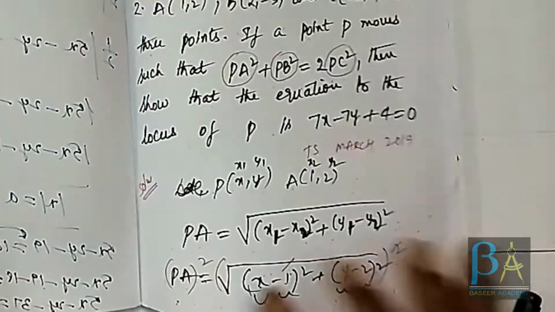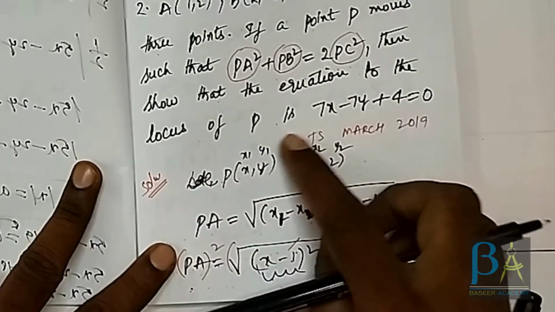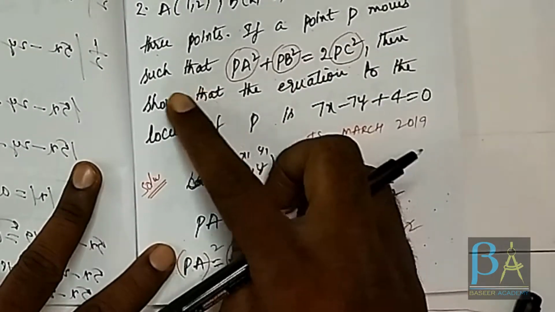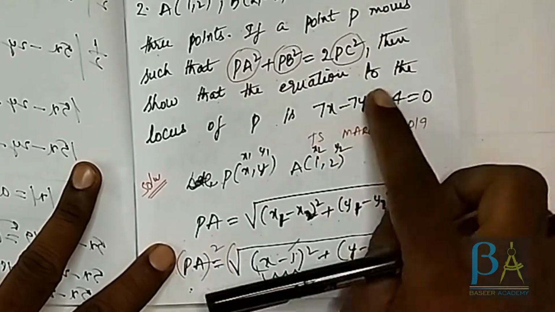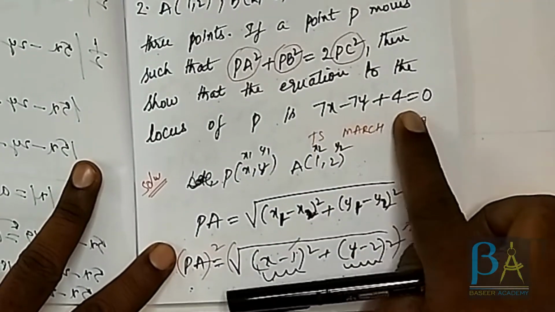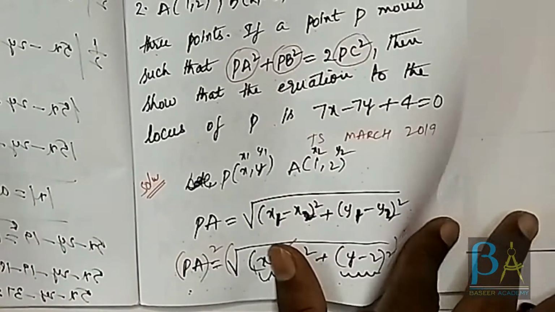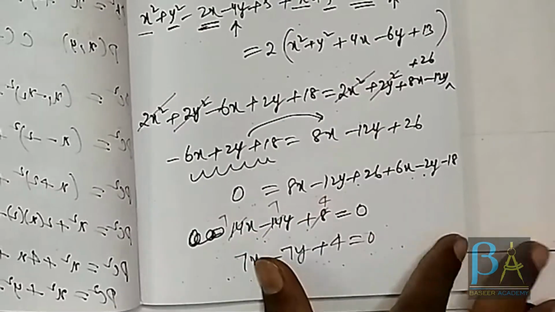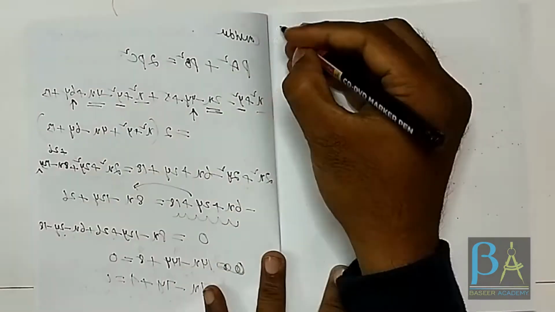I was supposed to prove that the locus of the point P, which moves in such a manner that PA square plus PB square is equal to 2PC square, should be 7x minus 7y plus 4 is equal to 0. So I got the locus as 7x minus 7y plus 4 is equal to 0. We got the same thing. Now let's move on to question number 3.